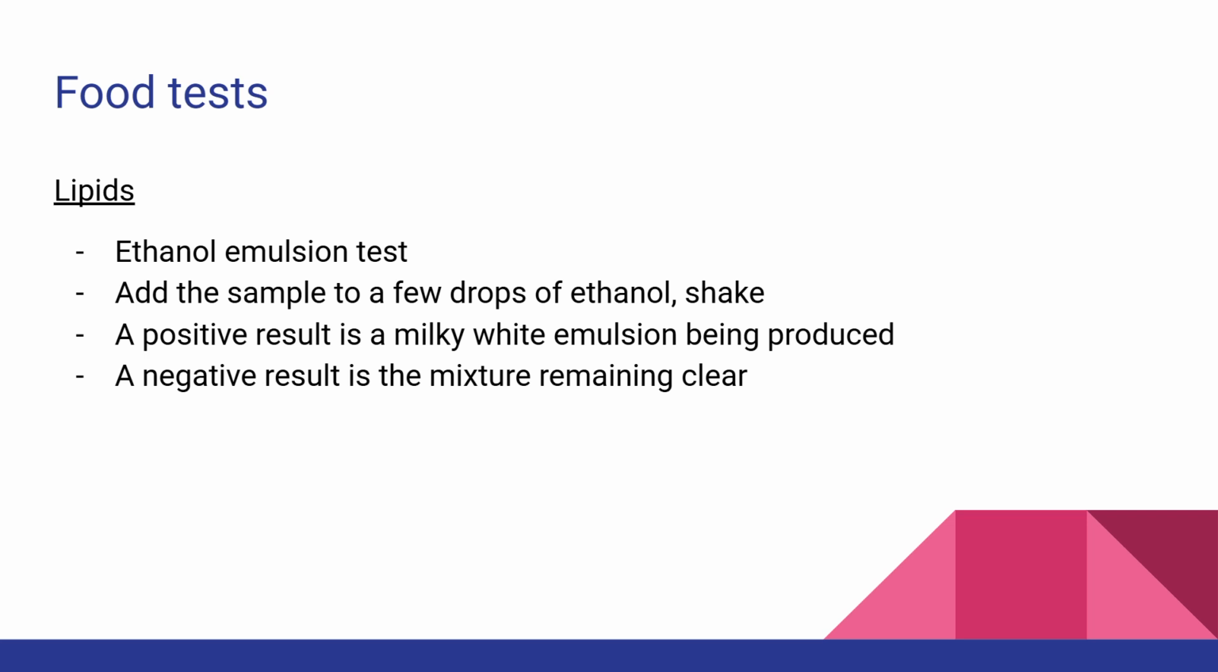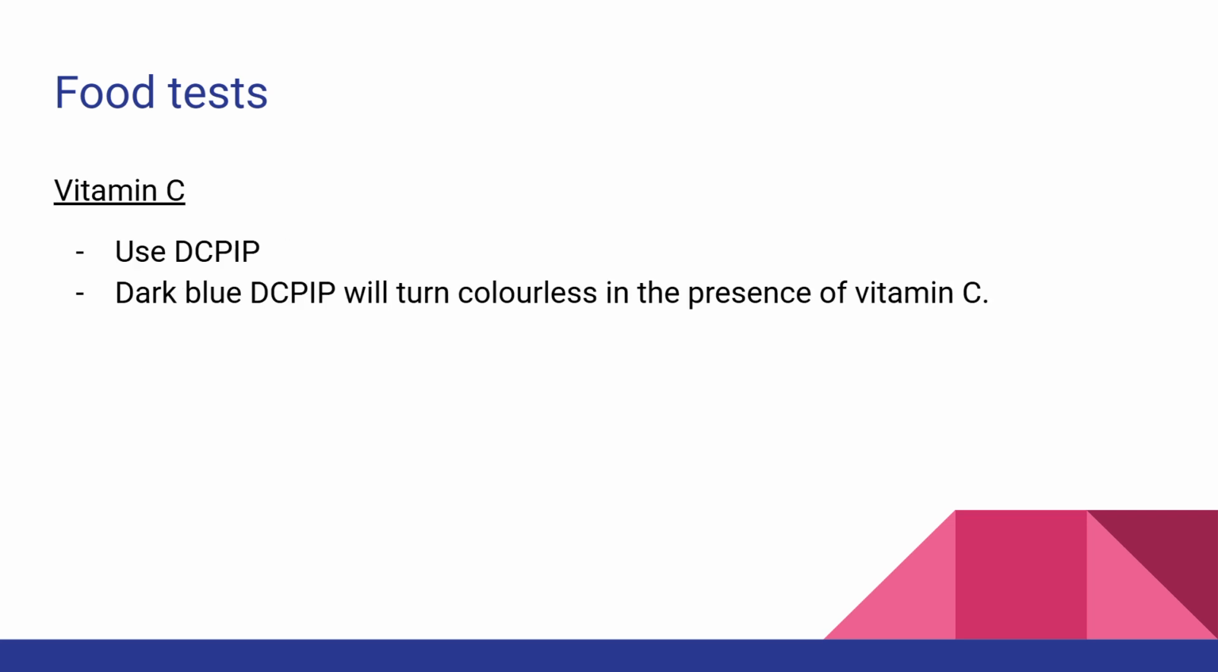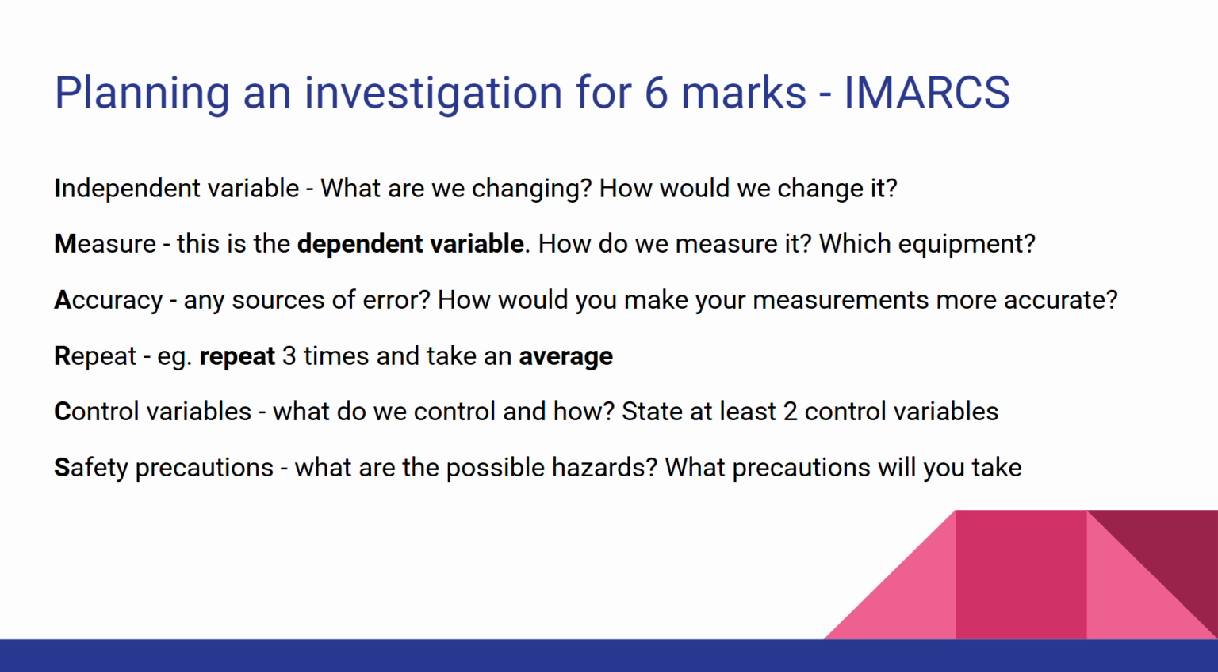So you add the sample to a few drops of ethanol and shake vigorously. The positive result is something called an emulsion. It's just a layer on the top that is milky white. So look for a milky white emulsion that is being produced. And a negative result is just the mixture remaining clear, so there will be no emulsion produced. For vitamin C, use something called DCPIP. The dark blue DCPIP will decolorize in the presence of vitamin C. So that is it for food tests.